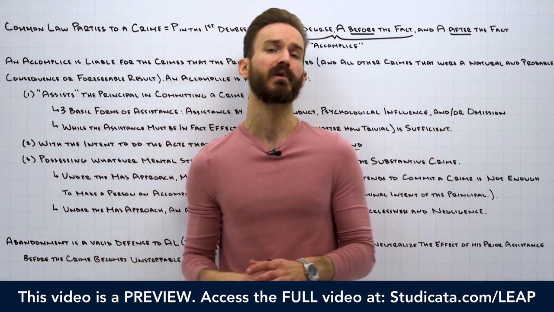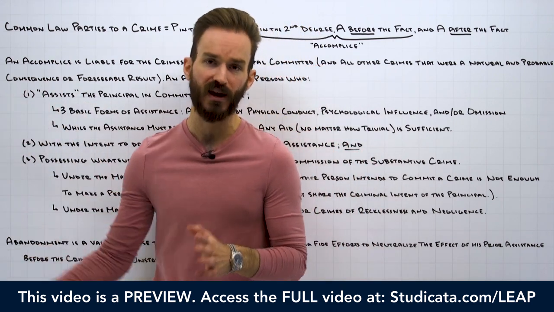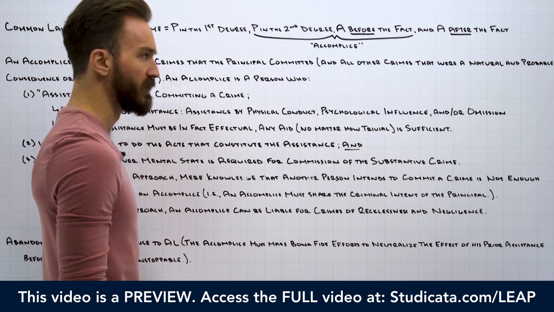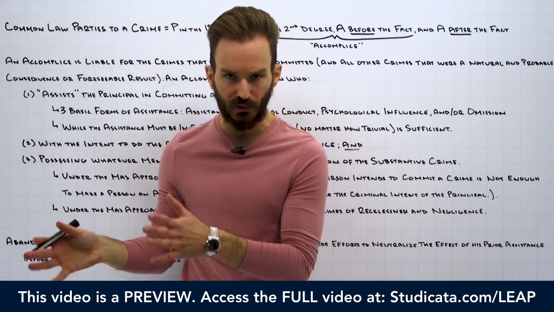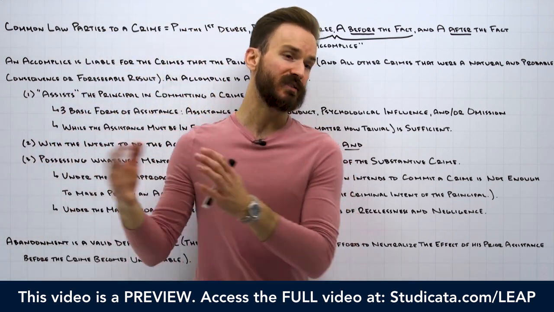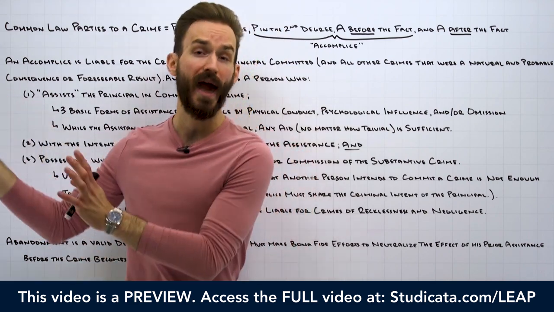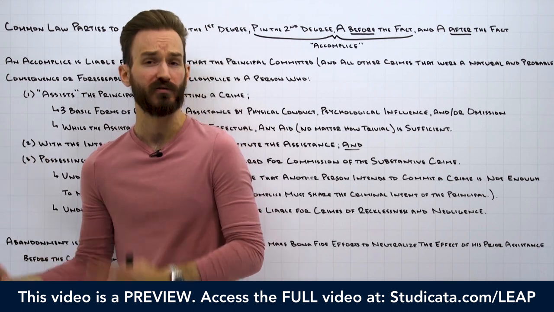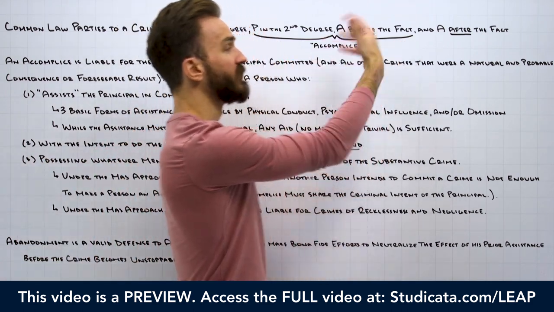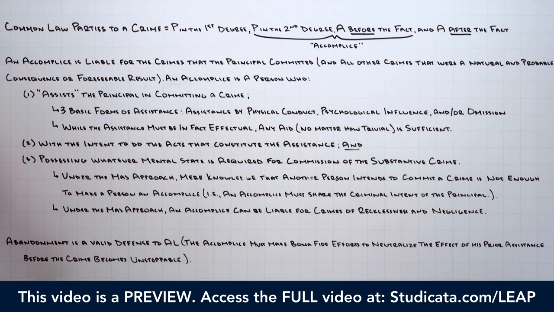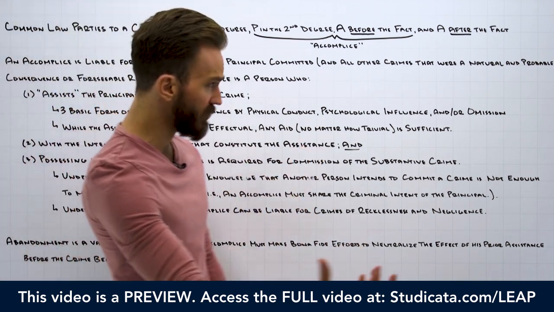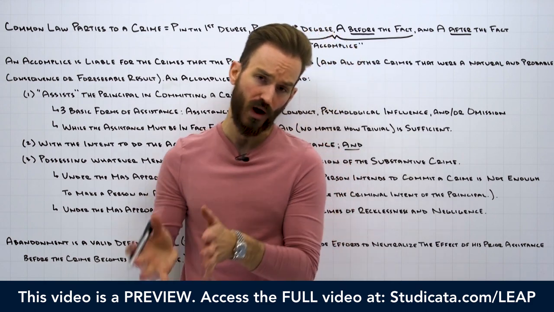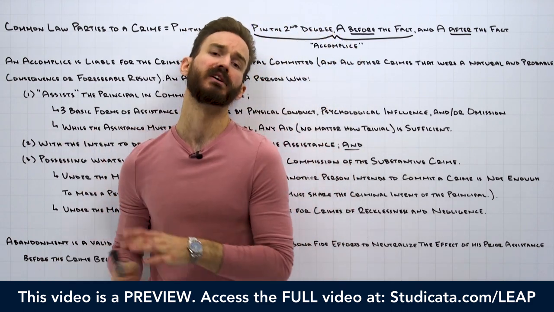This is usually somebody after a crime has been committed who is helping the principal avoid detection from the police. It could be hiding the principal somewhere, providing assistance to the principal to get away, to get to a different country. It could be as simple as giving the police false information to try to throw them off the trail of the principal, right? A lot of ways a person could be an accessory after the fact. The key distinction is they're providing assistance after the crime has been fully completed.